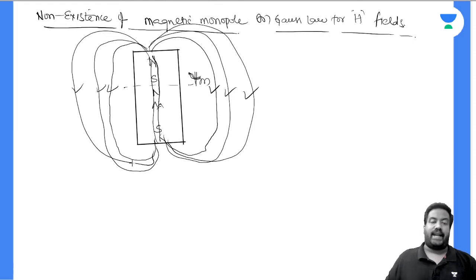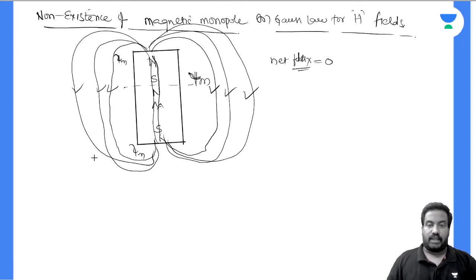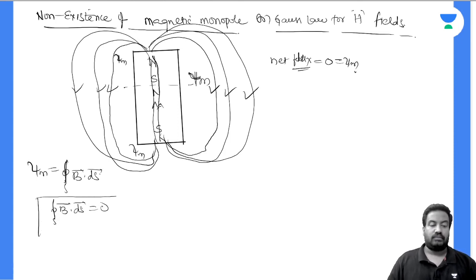So can anyone tell me what is the net magnetic flux here? This fellow is giving psi m and consuming psi m. So what is the net flux here? The net flux is 0. We know the relation between magnetic flux and flux density. Magnetic flux is closed surface integral of B dot dS. Given here net flux psi m is 0, so we get closed surface integral of B dot dS is 0.